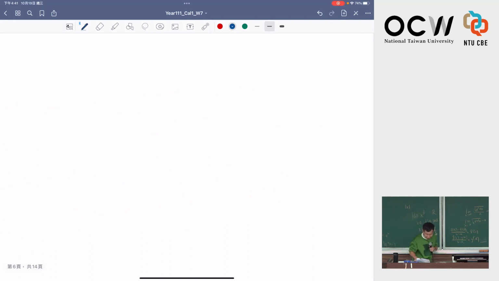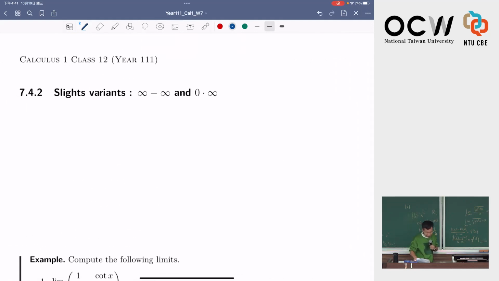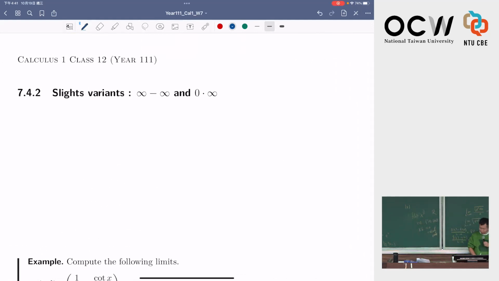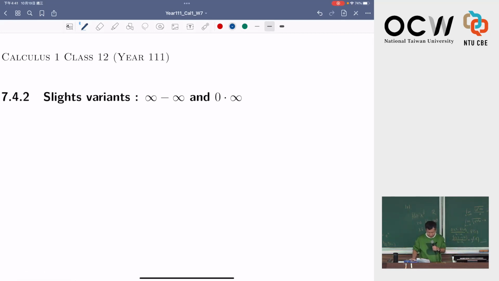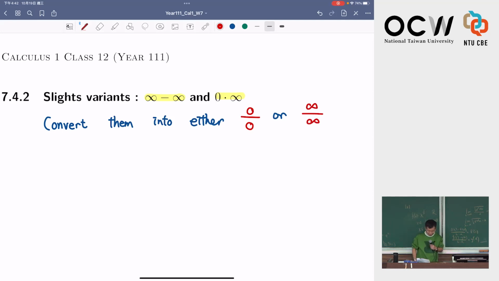So we come to the next page, variants. Sometimes you will have other so-called indeterminate forms. The first one is called infinity minus infinity. The other one is called 0 times infinity. So how do you apply L'Hopital's rule in this case? The idea is very simple. You try to convert them into either 0 over 0 or infinity over infinity, such that you can apply L'Hopital.